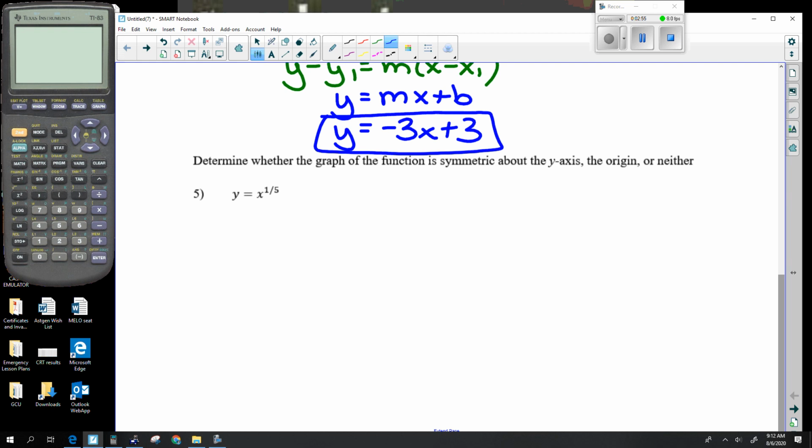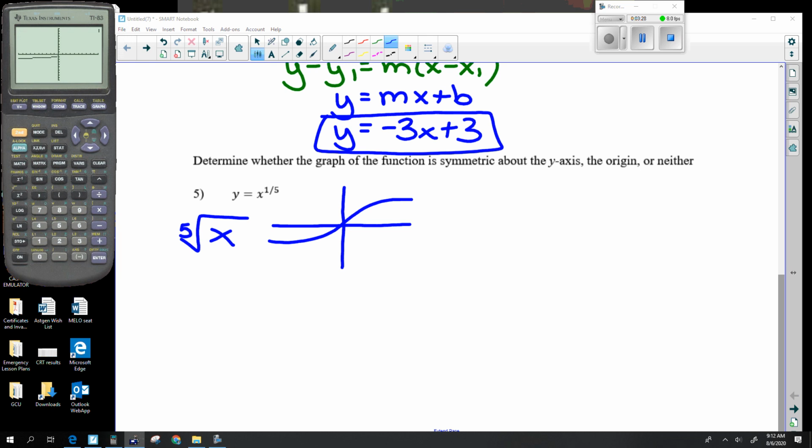Okay, determine whether the graph is symmetric about the y-axis, origin, or neither. This is x to the 1/5. I believe this would be an origin. I'm just going to quadruple check with my calculator here. X to the 1/5 is the same thing as saying the 5th root of x. Yeah, so the upper right is the same thing as the lower left. This is an origin kind of symmetry.